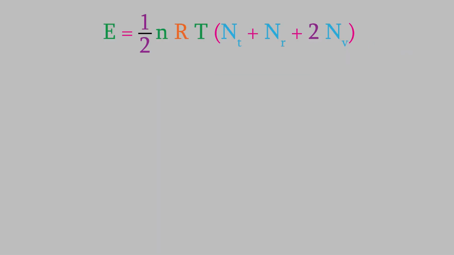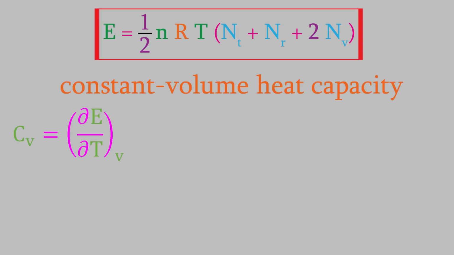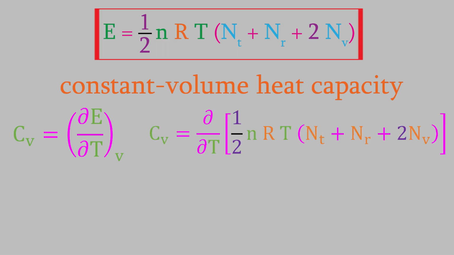So, the equipartition principle is a helpful way of determining the energy needed to change the temperature of a sample of gas. And there's one more especially useful application of the equipartition principle. The constant volume heat capacity of a substance is defined as the rate at which the energy of a sample changes with temperature. In other words, it's the derivative of the energy with respect to temperature. According to the equipartition principle, the energy is equal to this. The number of moles, R, and the degrees of freedom are all constants, so the derivative of the energy with respect to temperature is equal to this.